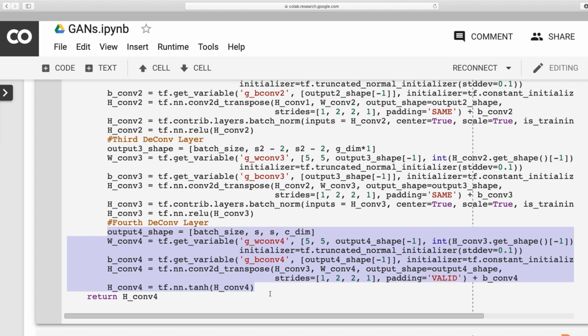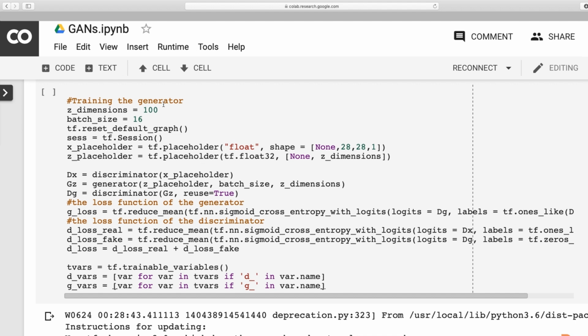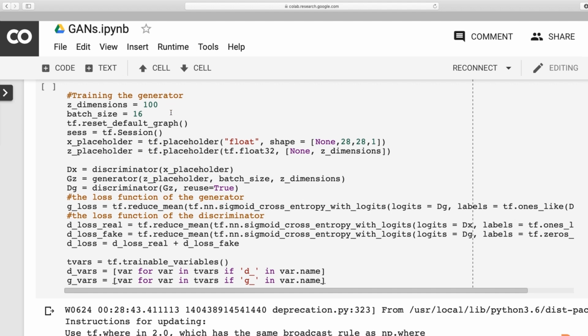Now that we have defined the discriminator and the generator functions, let's train the generator with noises. As I said, the generator receives the noise in the beginning and tries to generate the fake images that look like the training images that we have in the dataset.